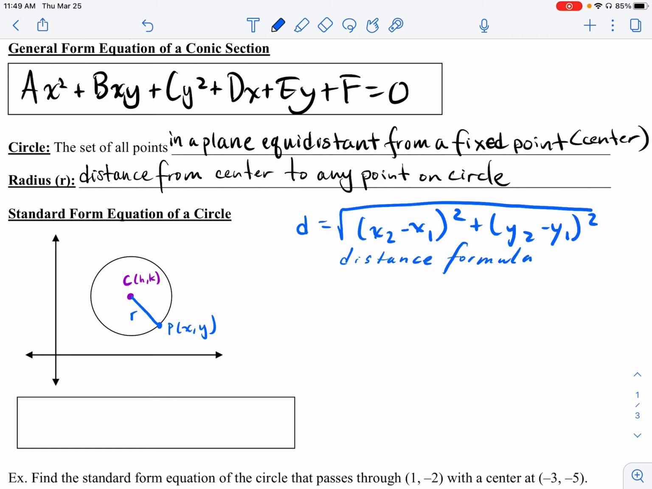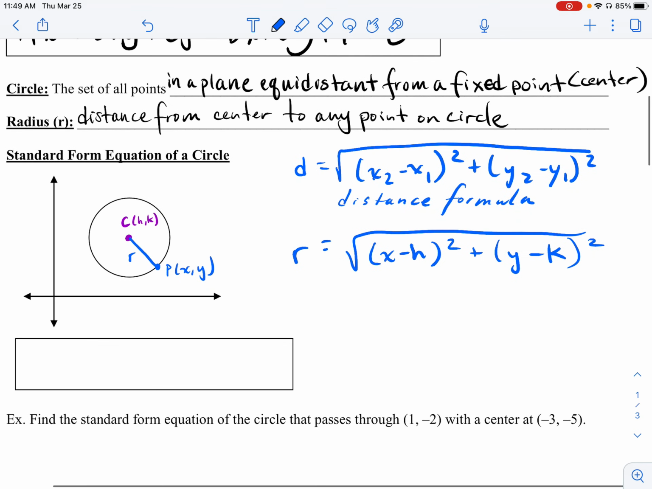Now, in the context of what I have written here, if we use h and k to define the coordinates for our center, and again, x and y for any point that's on our circle, we can then rewrite this distance formula using what we have inside the circle. So the square root of x minus h squared plus y minus k squared. And this is going to give us the formula for the radius. So the radius, that distance, can be measured as such.